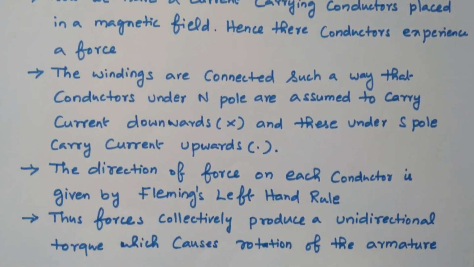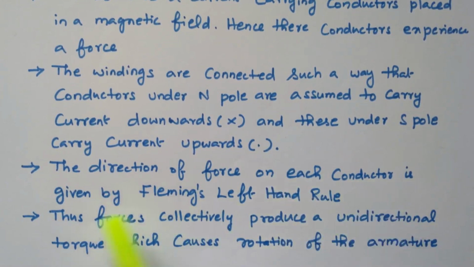The direction of force on each conductor is given by Fleming's left hand rule. Thus, the forces collectively produce a unidirectional torque which causes a rotation of the armature, right. The force is created in each and every coil, and collectively it will produce the torque, so that it will start to rotate the armature.